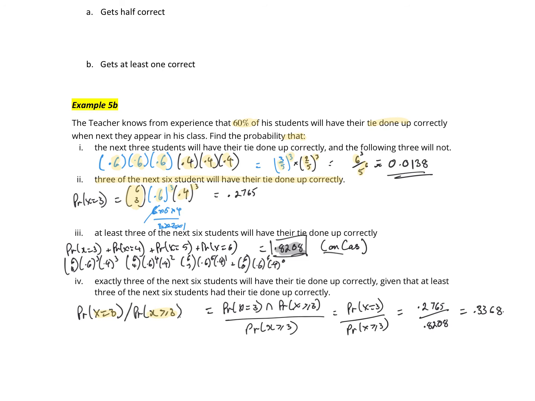So my rule says that's equal to the intersection of exactly 3 and x is greater than or equal to 3 over the probability that x is greater than or equal to 3. So that top line, what's the intersection between exactly 3 and greater than or equal to 3? Well, what satisfies both? Well, only x equal to 3 satisfies both. So that answer over the probability that x is greater than or equal to 3, actually the previous 2 answers, 0.2765 over 0.8208, and that gives me 0.3368. All right.